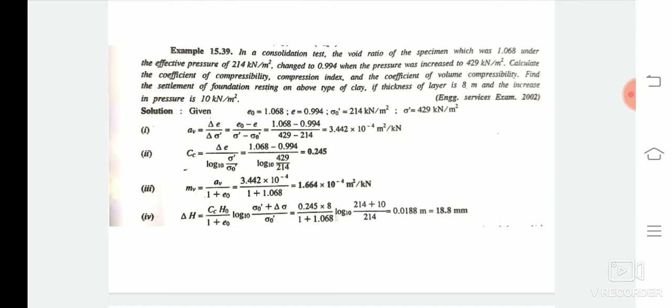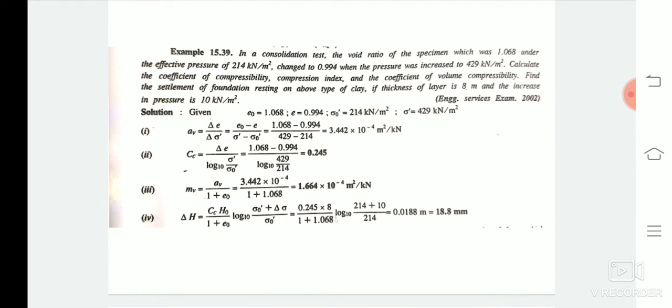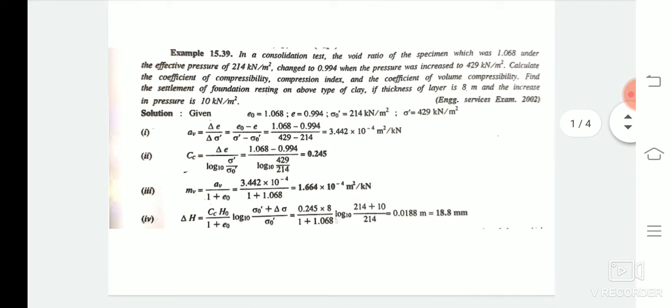So what does it state? In a consolidation test, the void ratio of the specimen, which was 1.068 under the effective pressure of 214 kN per meter square, changed to 0.994 when the pressure was increased to 429 kN per meter square. Calculate the coefficient of compressibility, compression index, and the coefficient of volume compressibility. Find the settlement of foundation resting on the above type of clay if the thickness of the layer is 8 meter and the increase in pressure is 10 kN per meter square.